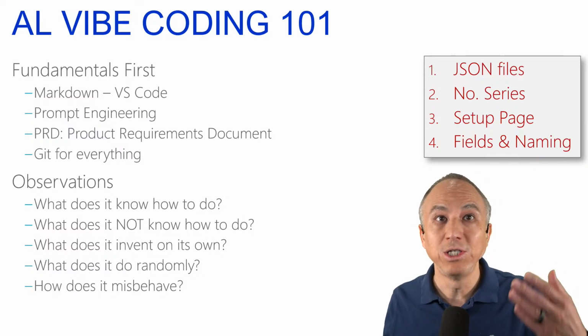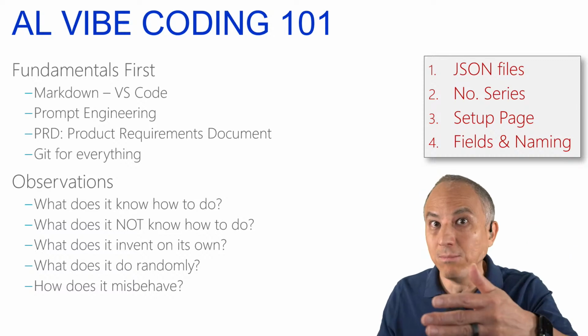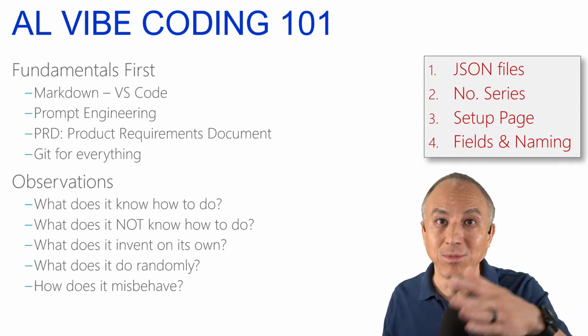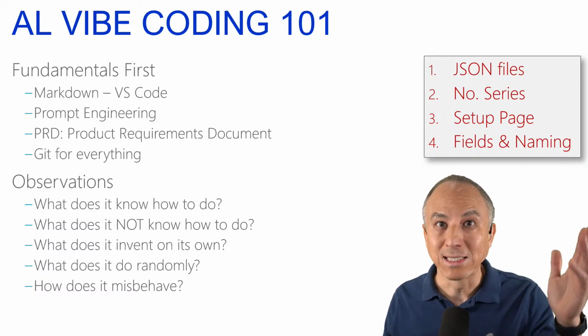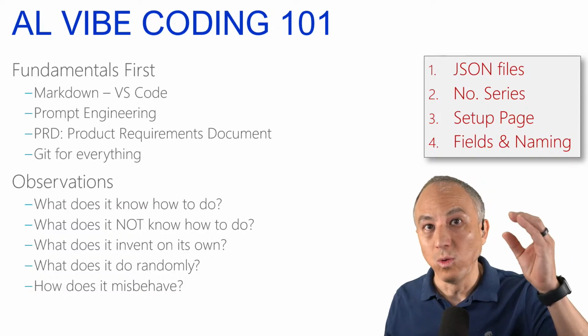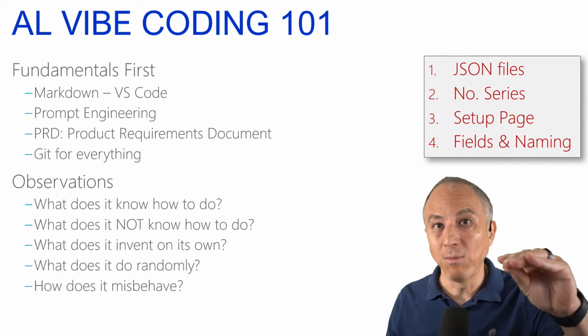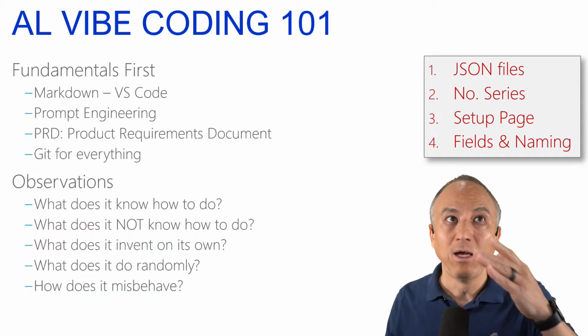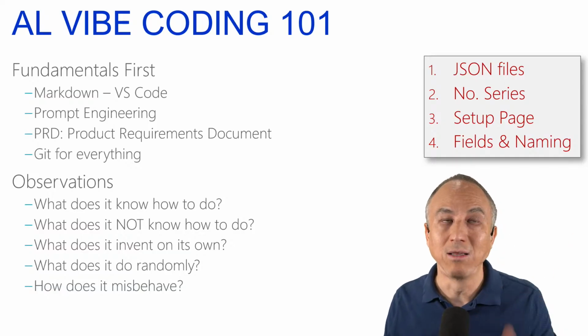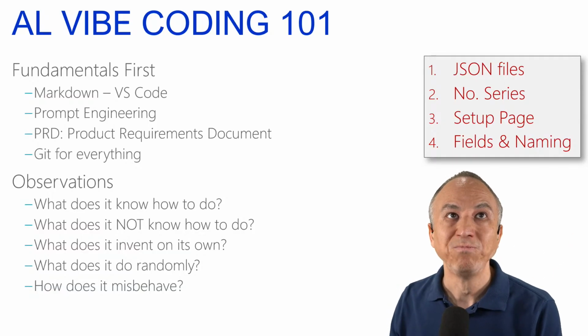Relative to number series, you need a setup page. Sometimes it would randomly come up with one, sometimes it wouldn't, sometimes it would just hack something together. So when you have a setup page and you reference the number series and the configuration, that really solved a lot of the fundamental problems that I was having.